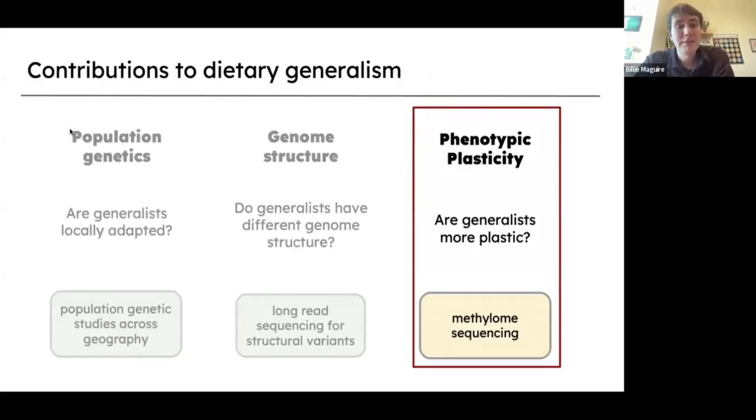And finally, I want to talk about phenotypic plasticity, where we can think about if generalists are more plastic and if they can manipulate their genome through epigenetics in order to make them more tolerant of certain host plants and expand their host range and diet breadth. And we can address this with methylome sequencing.